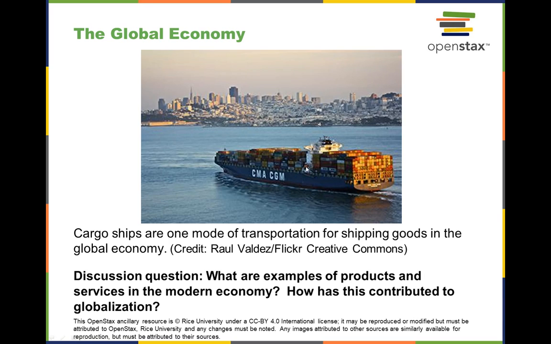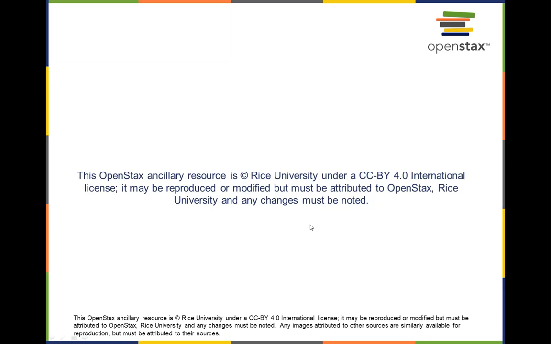So you can see cargo ships of the modern day. What are examples of products and services in the modern economy? How has this contributed to globalization? Well, many products include at least some parts or ingredients that require resources that are made elsewhere, or require in their production process lots of human labor, which is cheaper elsewhere. And so because of that, many products, at least some parts or components of them or something that influences them, are part of a global economy.